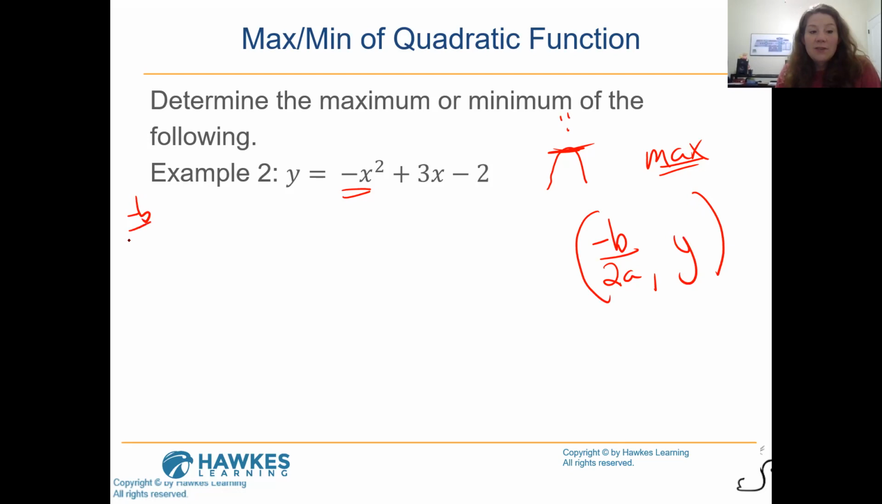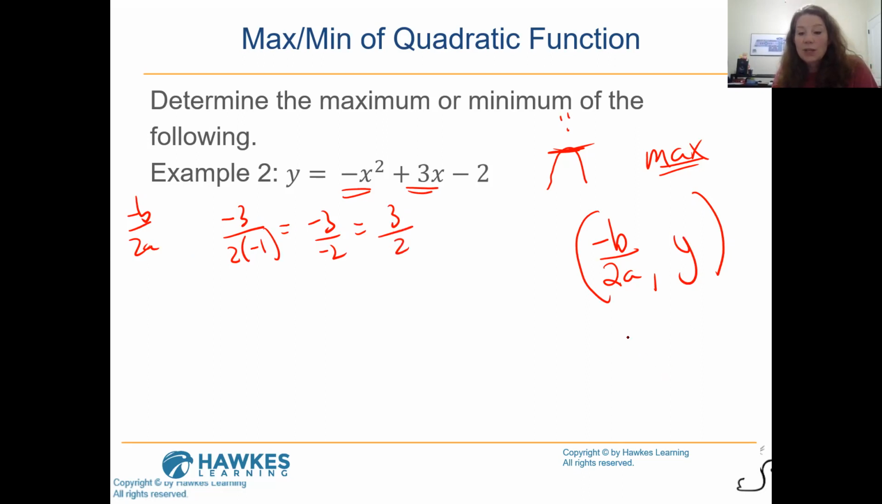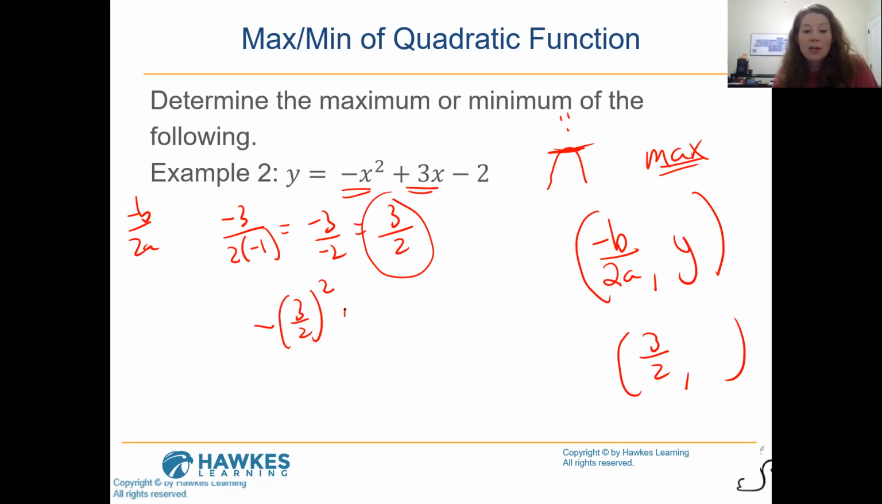So negative b over 2a, our b is 3, so the opposite of 3 is negative 3 over 2 times negative 1. So negative 3 over negative 2 is positive. Negative divided by negative is a positive 3 over 2. So x is 3 over 2. And now to get our y value, we're going to plug this in for x. So we're going to say the opposite of 3 over 2 squared plus 3 times 3 over 2 minus 2.